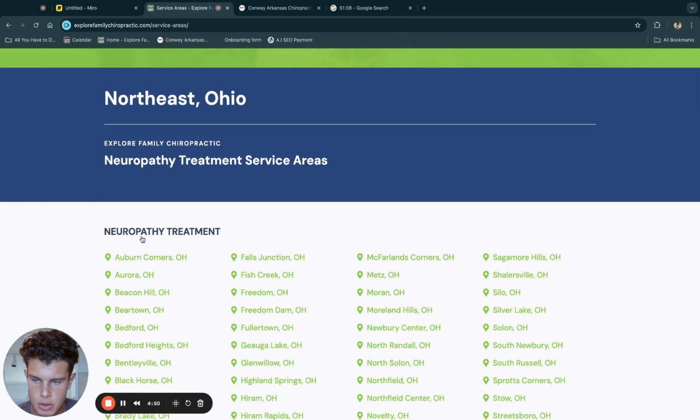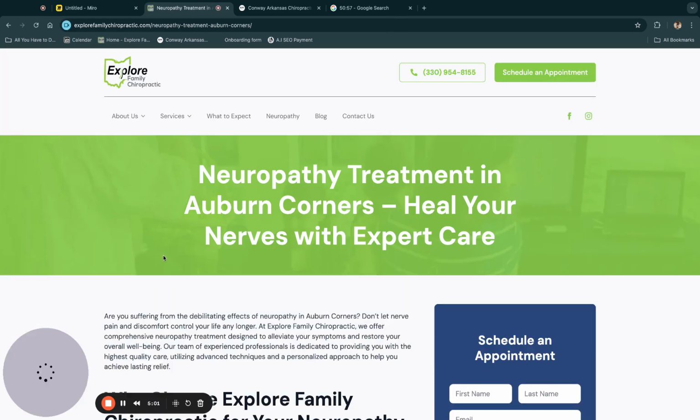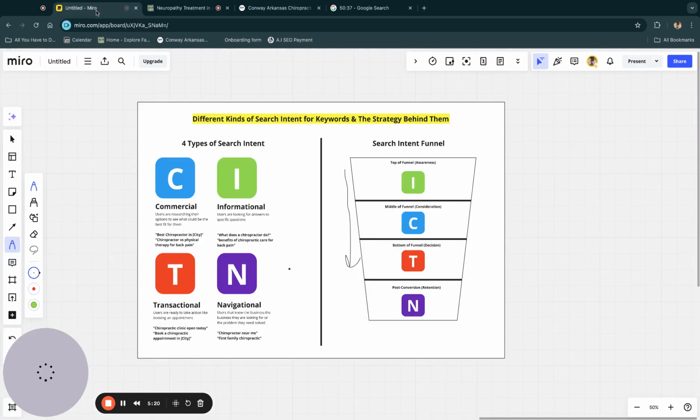So what local service pages are is they basically target specific broad keywords that are related to your services. So for this practice, it's neuropathy treatment. And then we're targeting a specific area so that anytime a particular user types in chiropractor near me and they're in Auburn Corners, or they type in neuropathy treatment in Auburn Corners, this is the website that is going to pop up. This is the page that's going to pop up that they're going to click on.